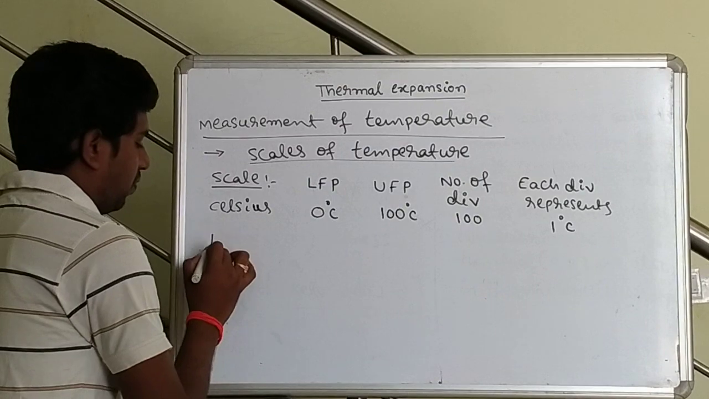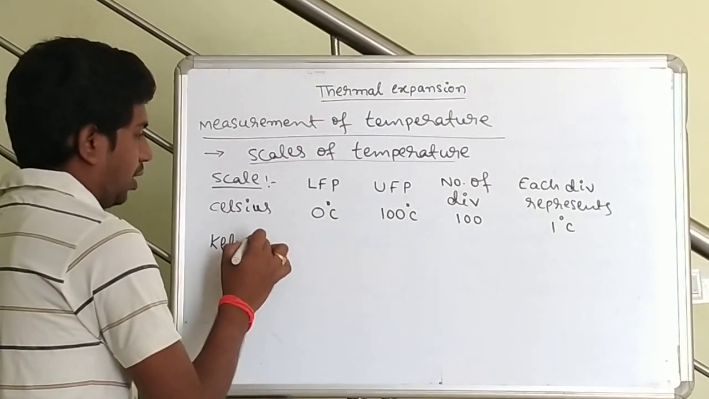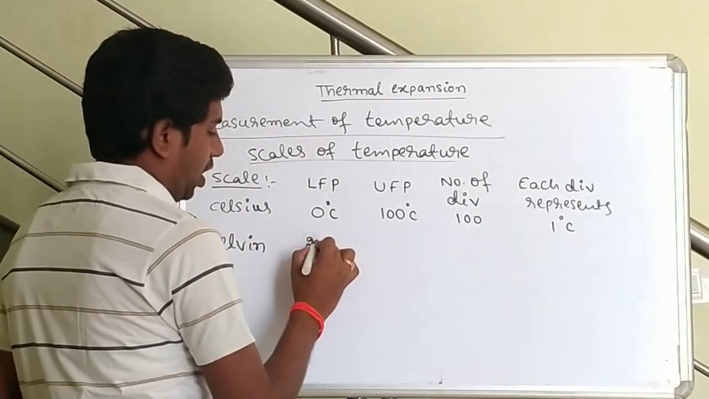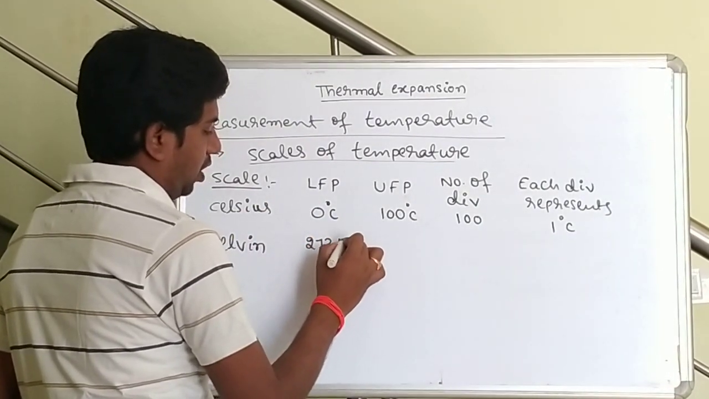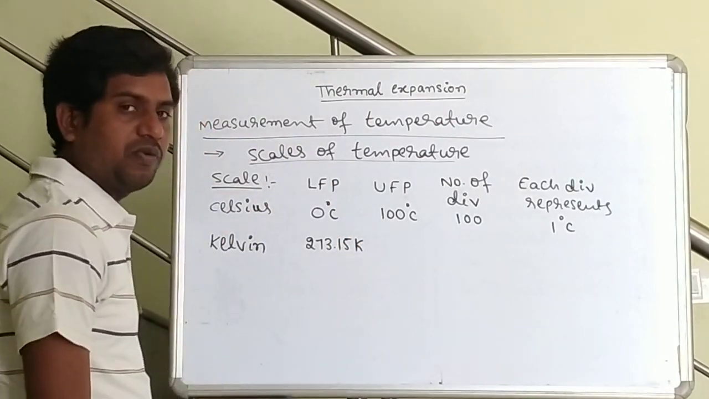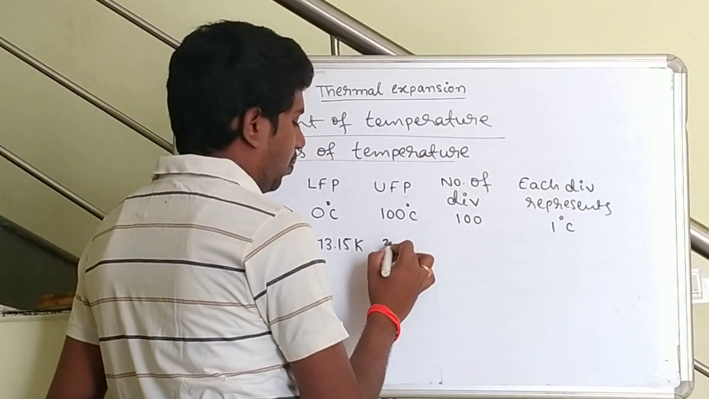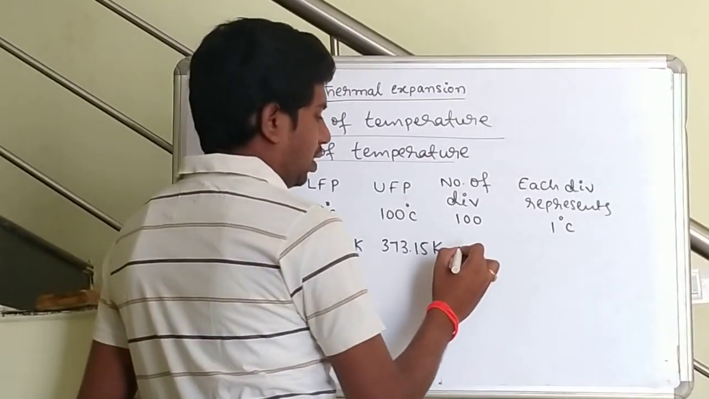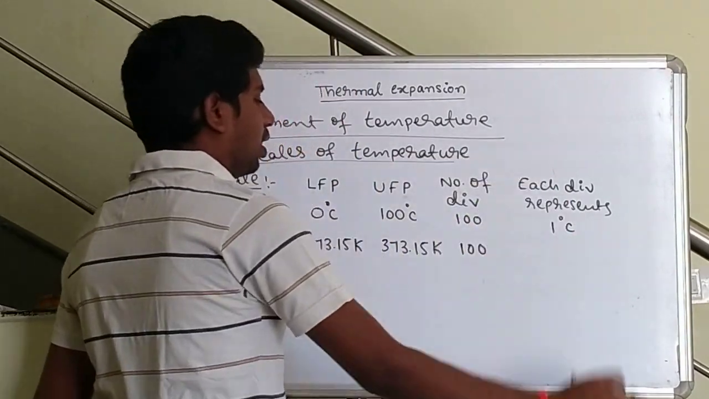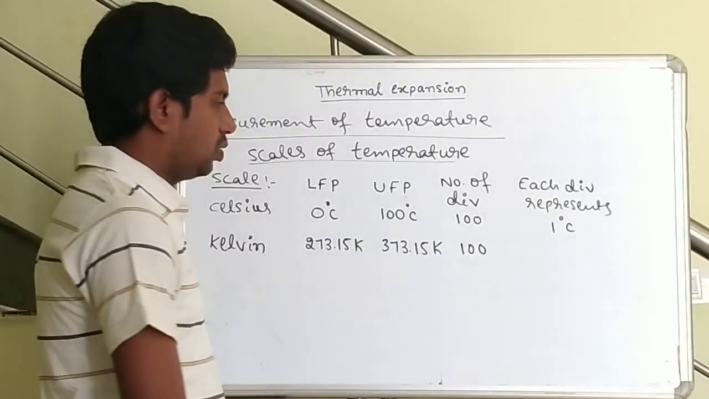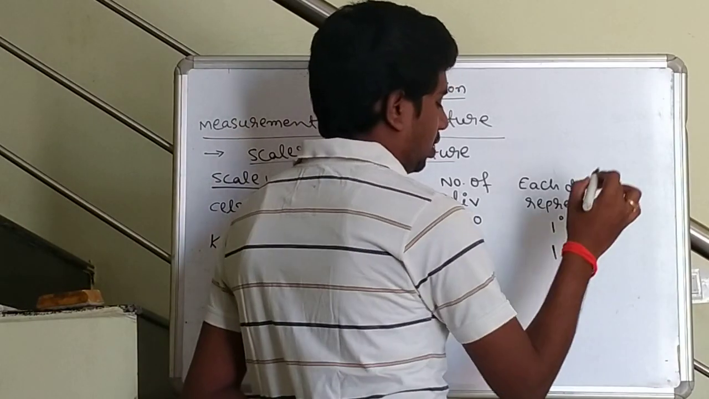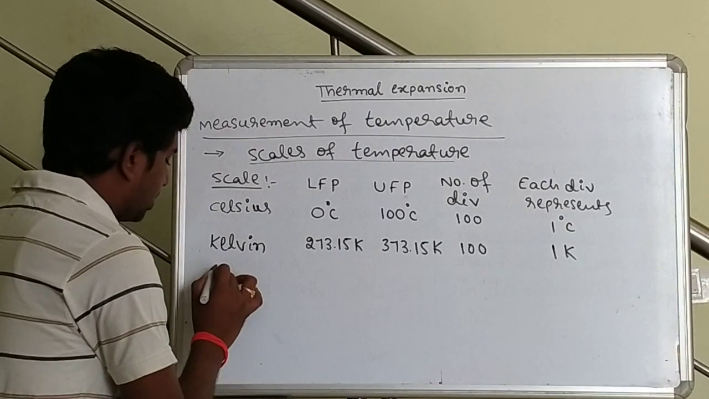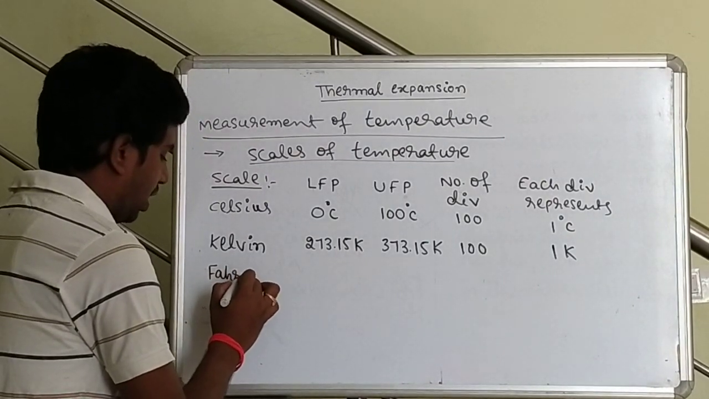Similarly, on the Kelvin scale, the lower fixed point, the melting point temperature, is 273.15 Kelvin and the boiling point temperature is 373.15 Kelvin. Here there are 100 divisions, so each division represents 1 Kelvin. Another scale we have is the Fahrenheit scale.